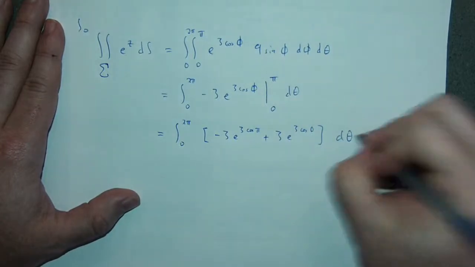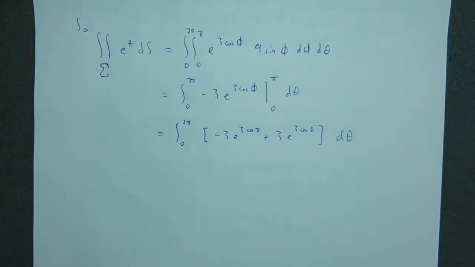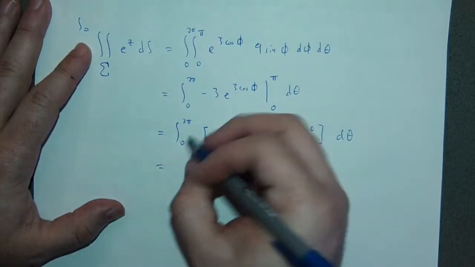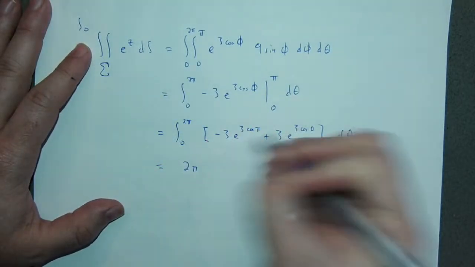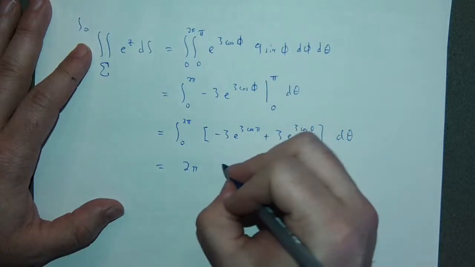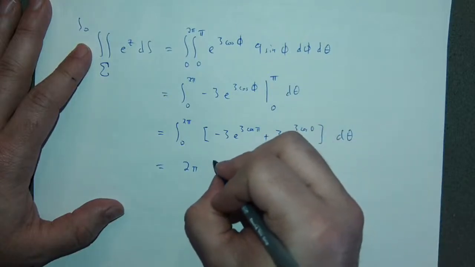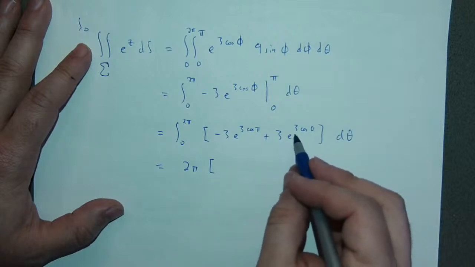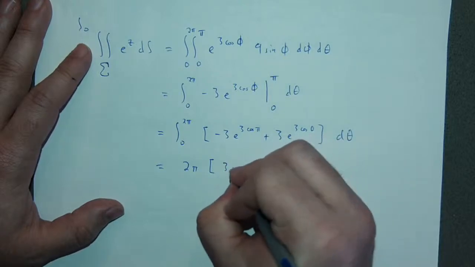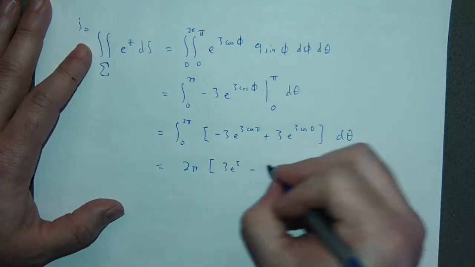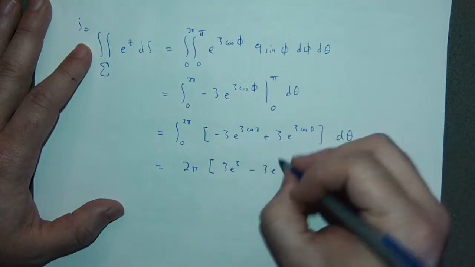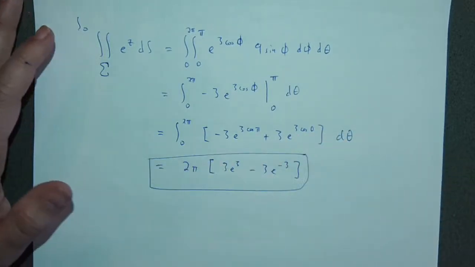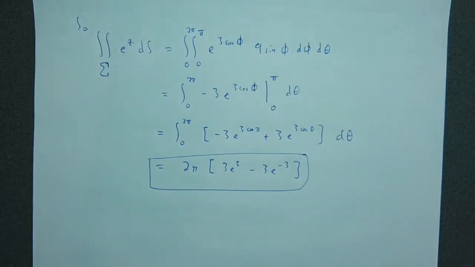Okay, d theta. There is nothing that depends on theta here, so I'm just going to end up multiplying by 2 pi. So this is what? This is 2 pi times 3e cubed minus 3e to the minus 3. Yeah. All right, that's that surface integral.